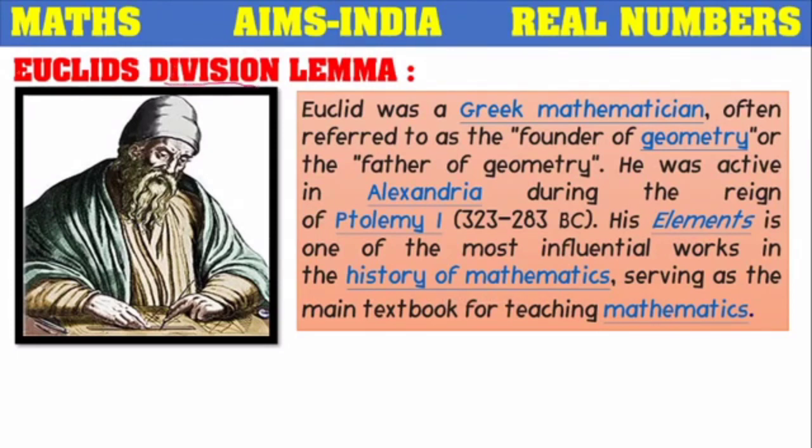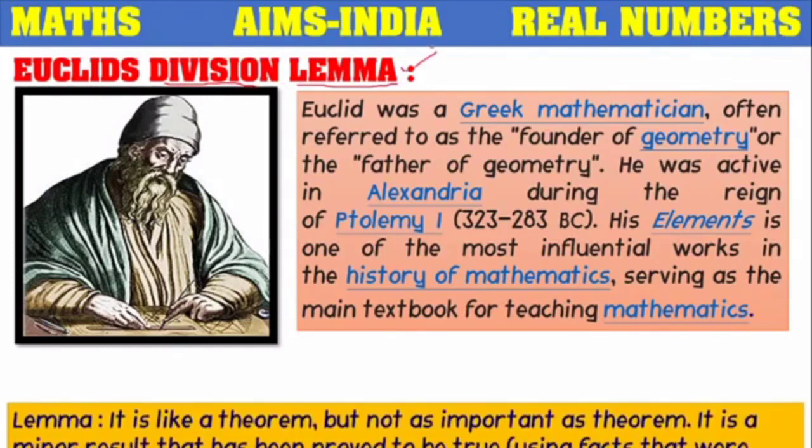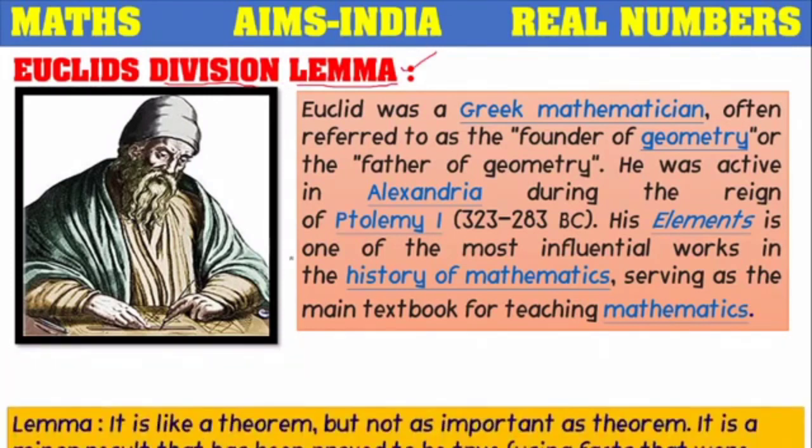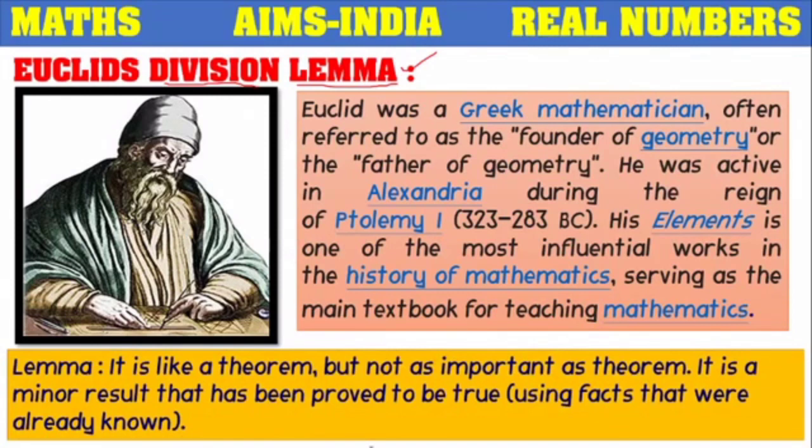Regarding division, this Euclid has proposed a theorem that is called Euclid's division lemma. Here, lemma means it is like a theorem but not as important as a theorem. Consider it a small theorem, or a minor result that has been proved to be true using facts that were already known. So this mathematician Euclid, based on division, proposed a small theorem, and that is called Euclid's division lemma.